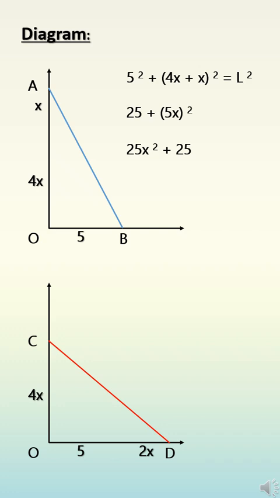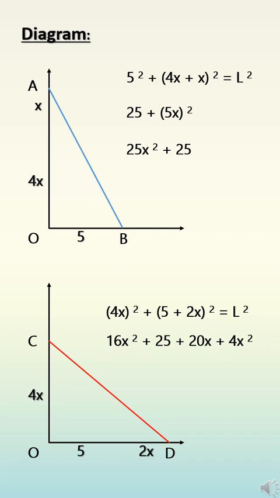Moving down to the lower diagram, using Pythagoras again, we get for the base 5 plus 2x all in brackets squared plus 4x all in brackets squared. Expanding that, we get 16x squared plus 25 plus 20x plus 4x squared. Collecting like terms, we get 20x squared plus 20x plus 25 as an expression for the square of the length of the red ladder, which is the same as the blue ladder. Now all we need to do is equate these expressions.